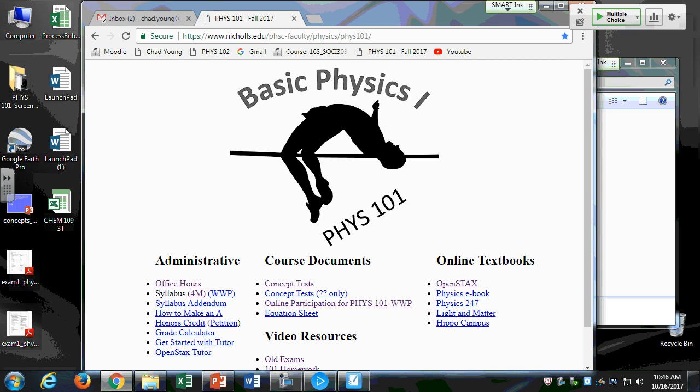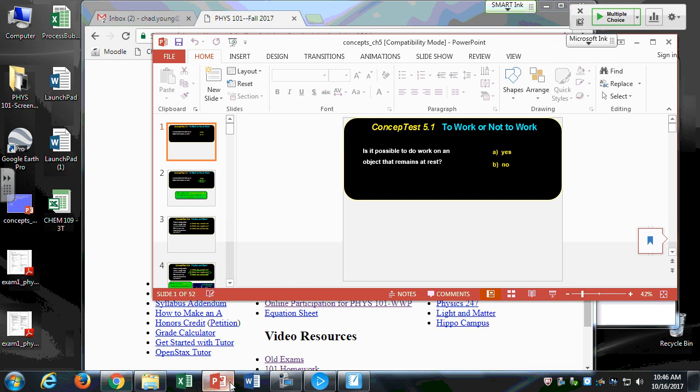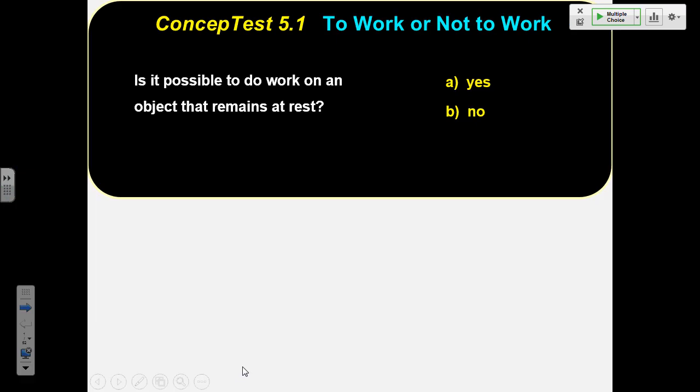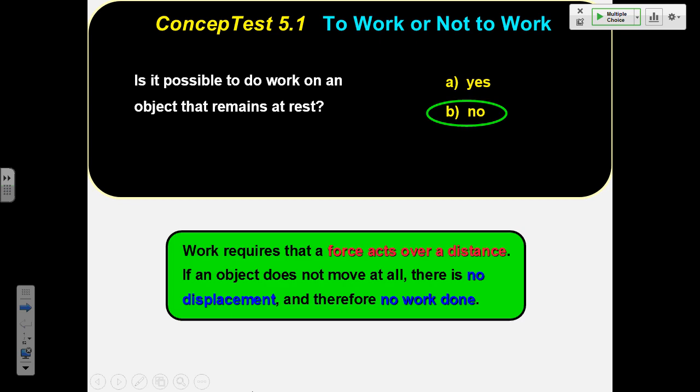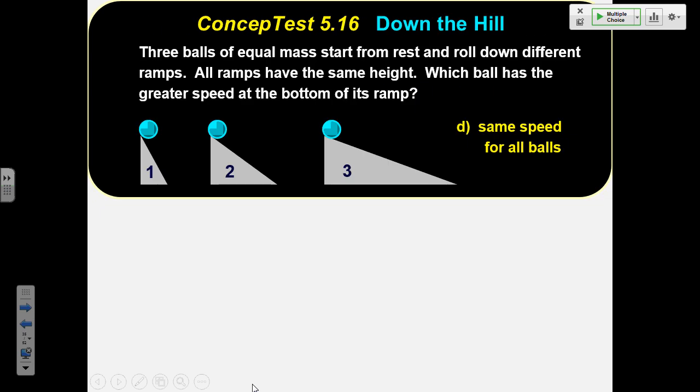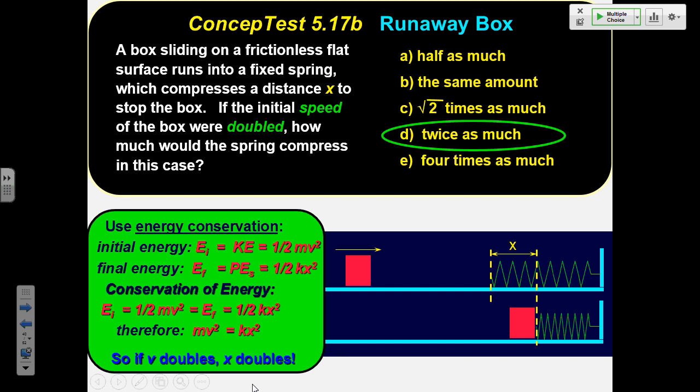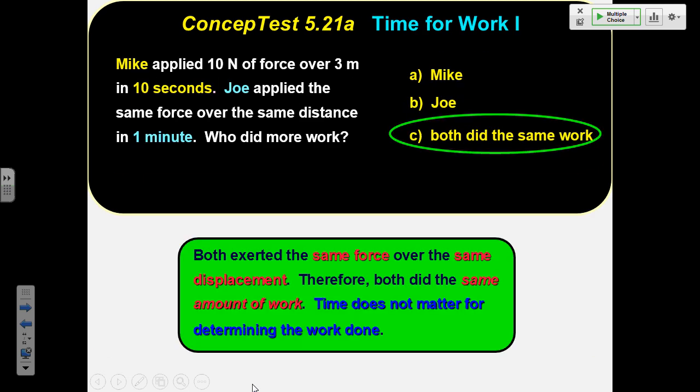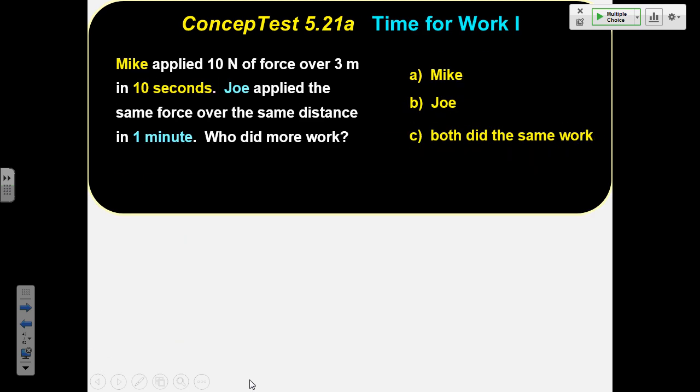Okay, did we finish the clicker questions for this chapter? We did not. Where did we leave off? Anybody? 521A? We were almost done, right? Did we do this one? No, I just showed y'all the answer, but that's okay, we'll do it.